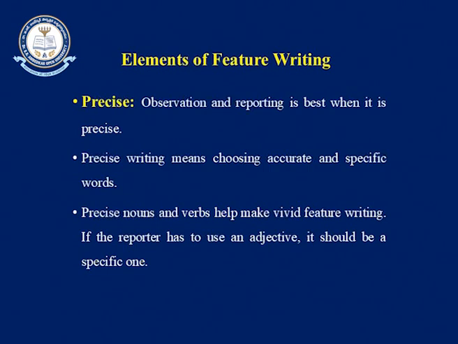Here, being precise is one kind of element. Observation and reporting is best when it is precise. Precise writing means choosing accurate and specific words. Precise nouns and verbs help make vivid feature writing. If the reporter has to use an adjective, it should be a specific one.